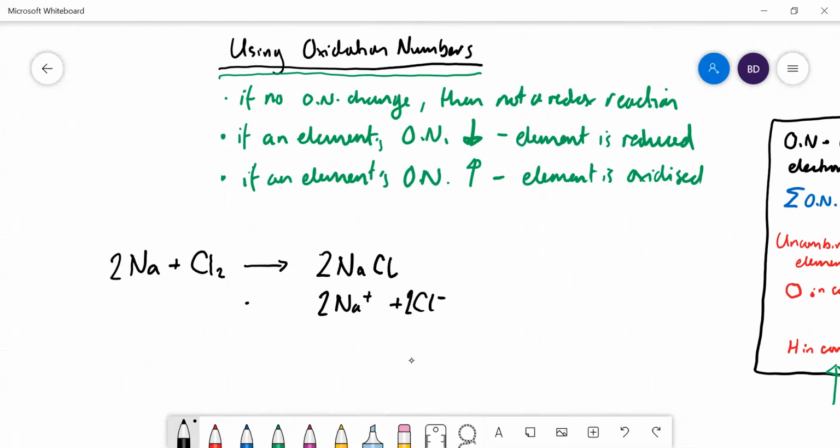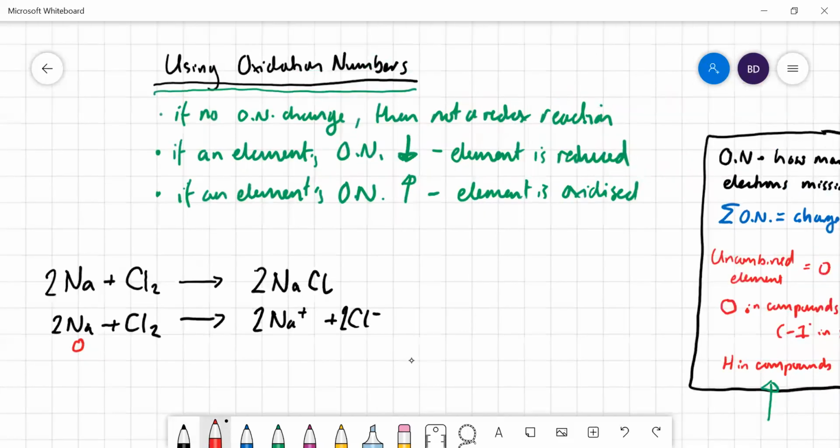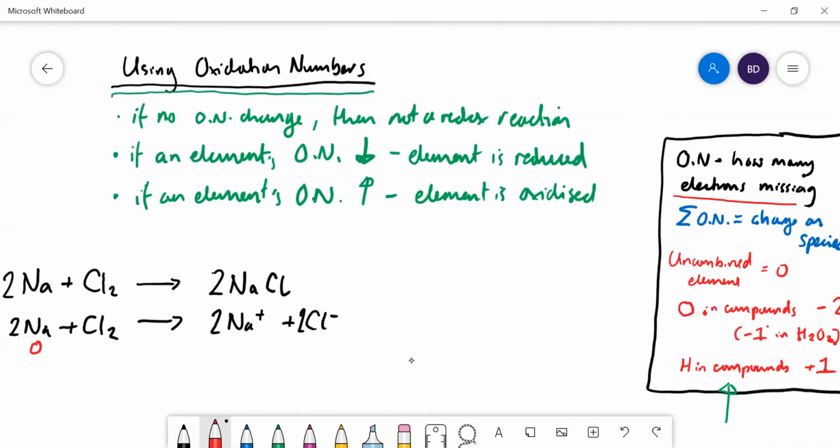So we've got 2Na + Cl2. I haven't got any spectator ions there. Everything changes. Right, let's look at the sodium. The oxidation number of sodium there is 0. In Na+, it's lost an electron. It's missing an electron, so that's got to be +1. And likewise, the chlorine is an uncombined element, 0, but in Cl- it's got an electron it shouldn't have, so that is going to be -1.